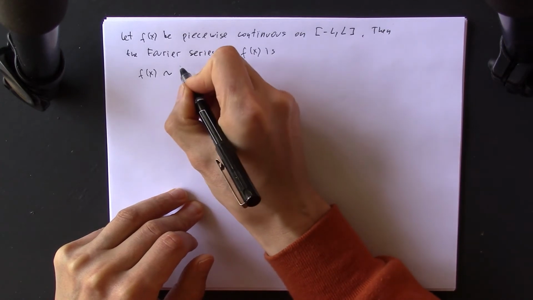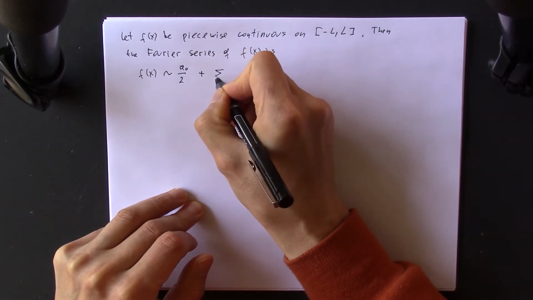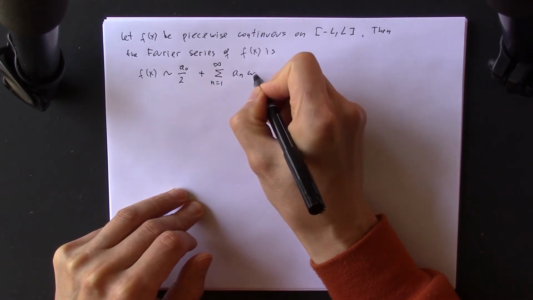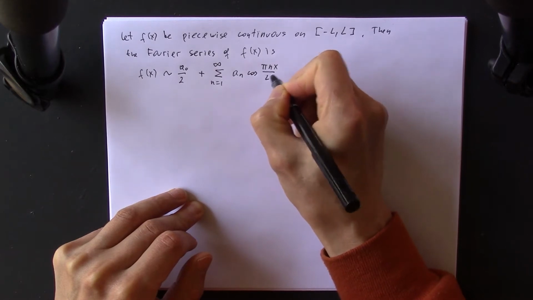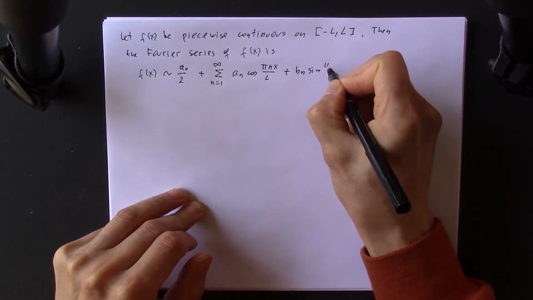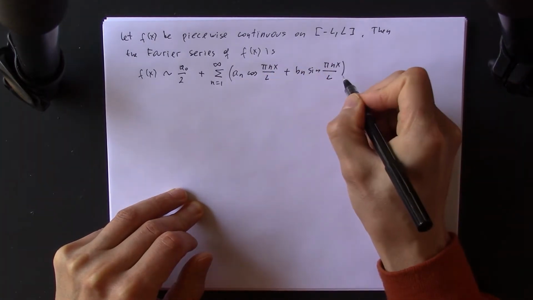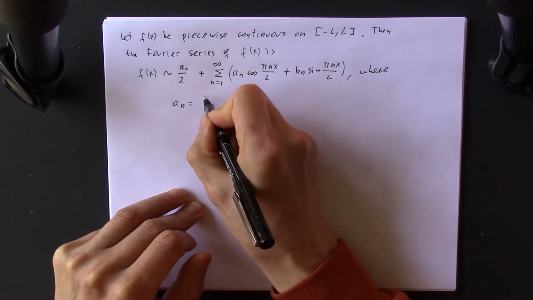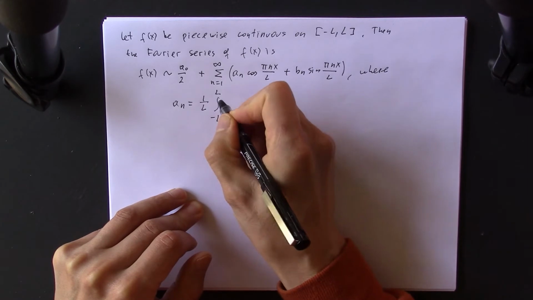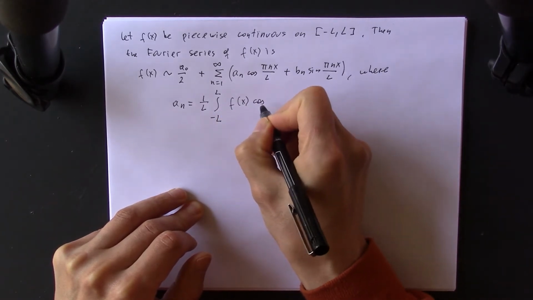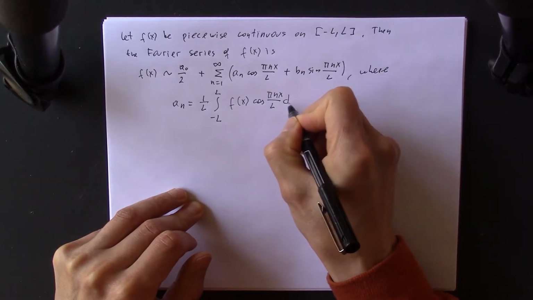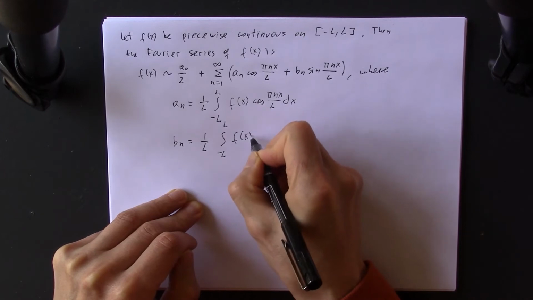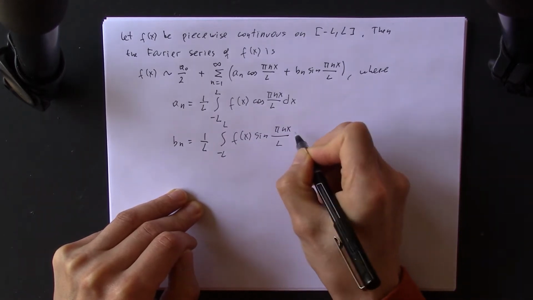Fourier series of f of x is a0 over 2 plus infinite trigonometric series, sum from 1 to infinity of an cosine of pi n x over L plus bn sine of pi n x over L, where an equals 1 over L integral from negative L to L, function f of x cosine of pi n x over L dx, and bn has a similar formula, but instead of multiplying by cosine, we'll multiply by sine of pi n x over L dx.